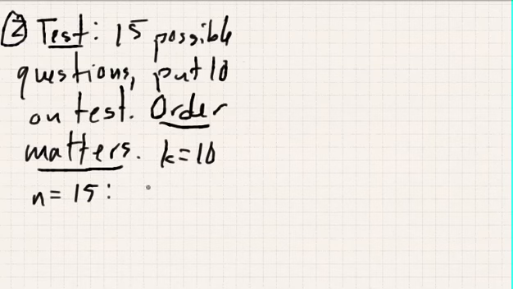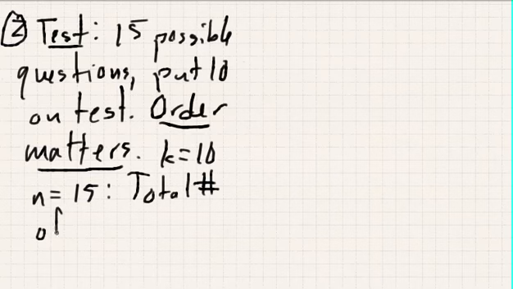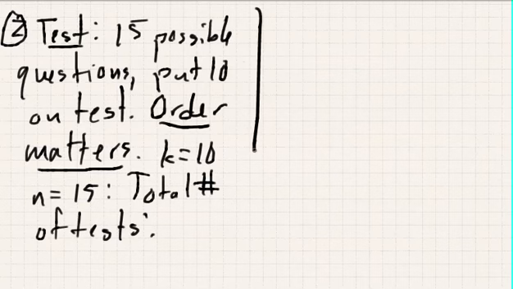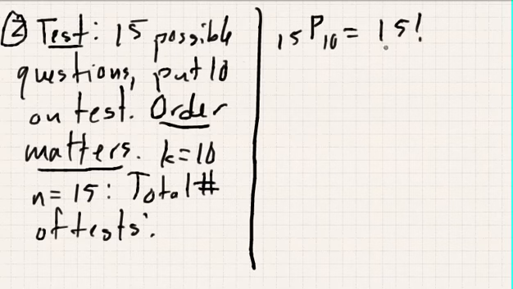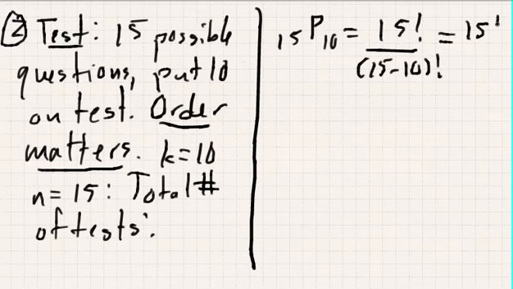And so the total number of tests, the total number of possible tests that I can make up, is given by 15P10, which is 15 factorial divided by (15 minus 10) factorial, which is 15 factorial divided by 5 factorial. Now when you get to some numbers like this, it's probably best to use a calculator.